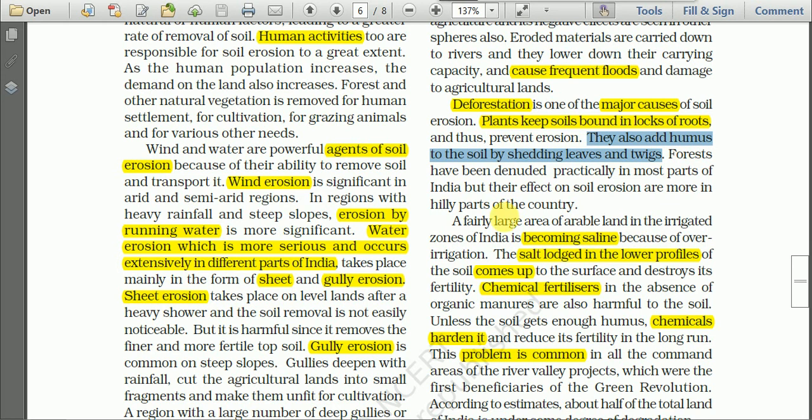But forests have been denuded practically in most parts of India, and their effect on the soil is more in the hilly parts of the country. Since forests have been cleared in the mountainous areas, the surface remains bare, and because of that, the slopes of the mountain have been denuded. That means they have been eroded, and hence degradation has taken place. That is why deforestation, cutting down of trees on a large scale, is the major cause of soil erosion in India.